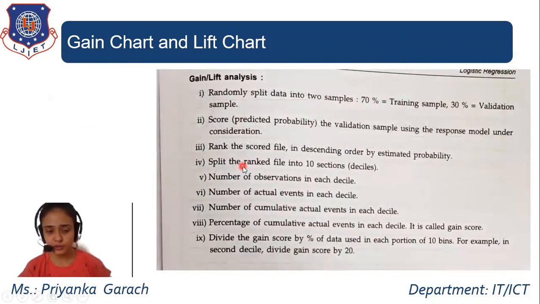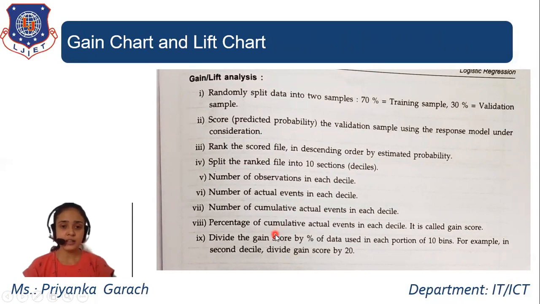So what do we have to do if we want to calculate the gain chart and the lift chart? You have to follow this process, these are the steps. The first step is to split the data into two parts, that is 70% as the training and 30% as, suppose, the testing data. They are also calling it the validation sample. Then what we have to do is score, that is the predicted probability, on the validation sample using the response model under consideration. So apart from the logistic regression model, you can also make use of another response model. Then we have to rank this file in descending order by estimated probability.